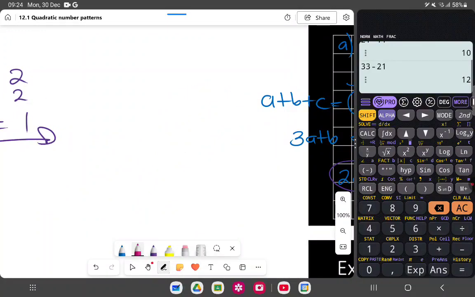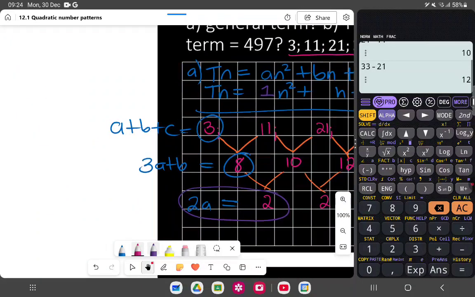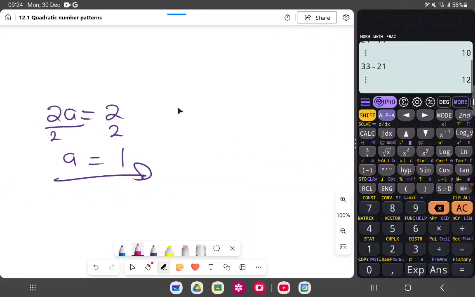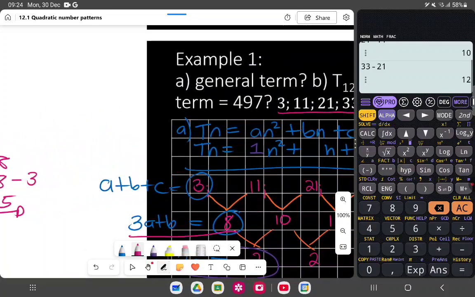Next up, we want to do the value of B. Here we're going to use this equation: 3A plus B equals 8. We know that A is 1, so this is 3 times 1. So now we have B is equal to 8 minus 3 times 1, which is 3. So B is equal to 5. There we go. We can input 5 in there.